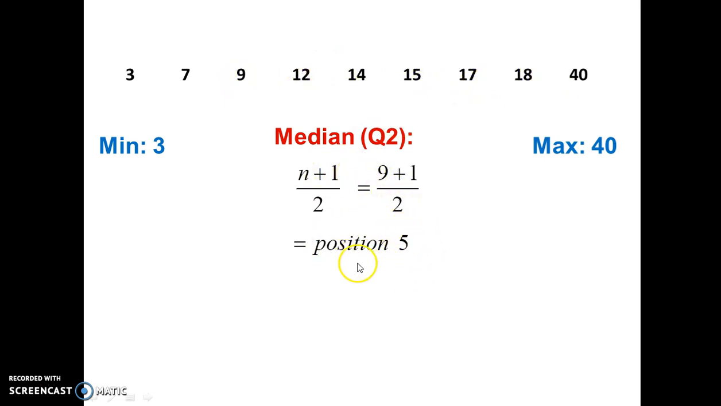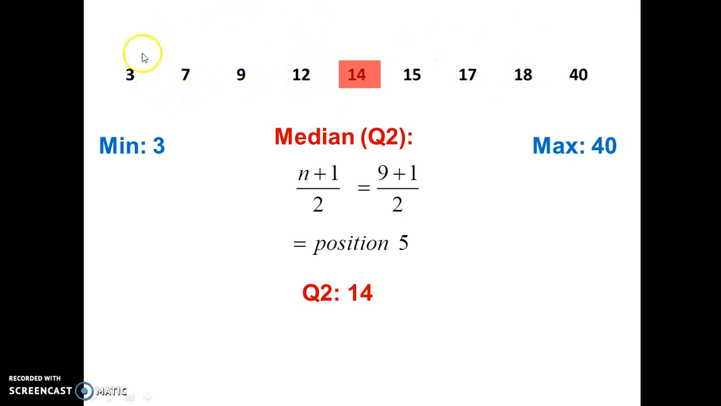So at position 5, remember that calculation gives us the position. At position 5 is our median. So 1, 2, 3, 4, 5. Position 5 is 14. That's our median. Q2 is 14, our median. Great. Now that we have our median, we can find our lower and upper quartiles.